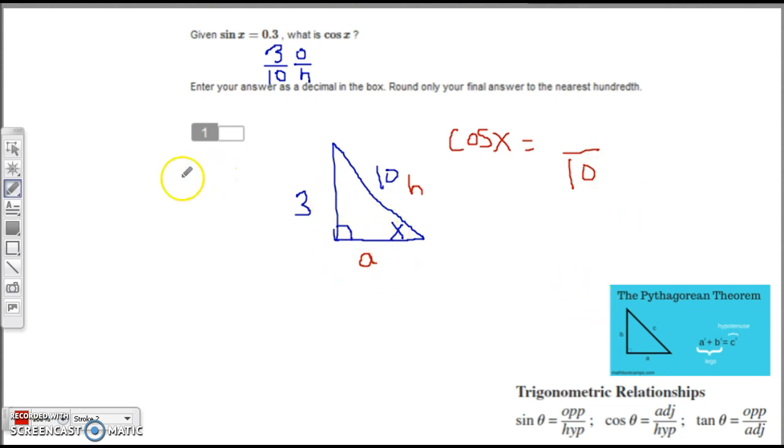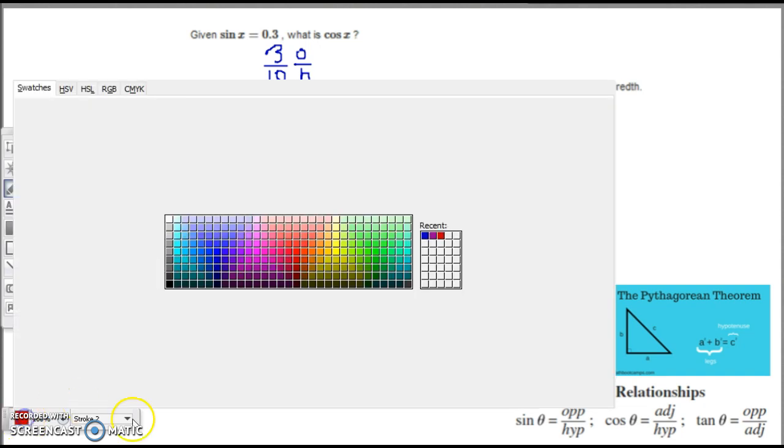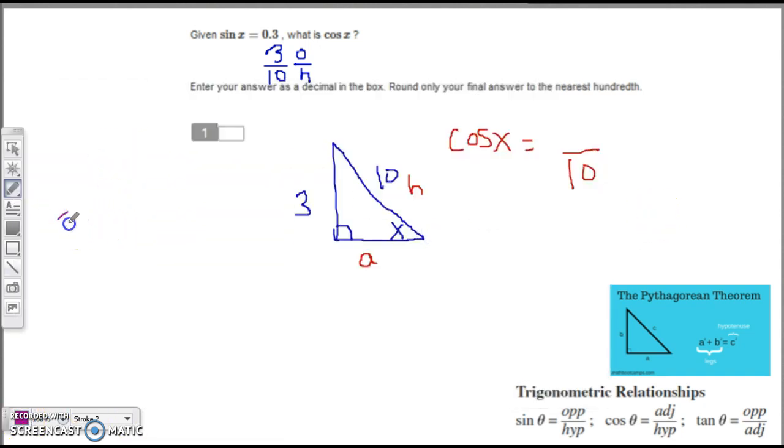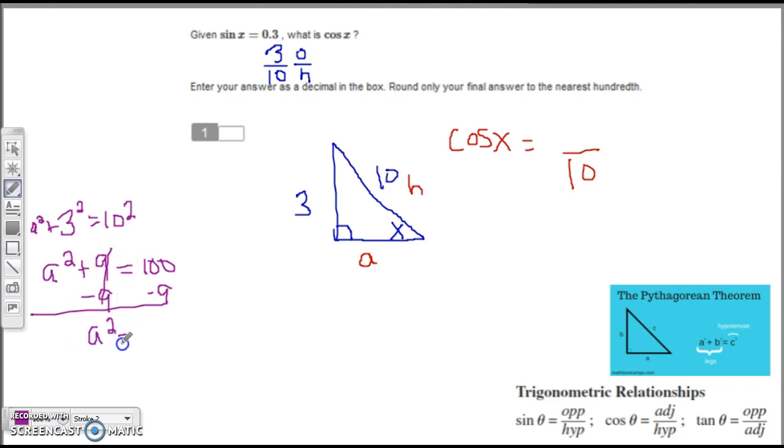To solve for a missing side of a right triangle, you plug it into Pythagorean theorem. So let's do it. A squared plus 3 squared equals 10 squared. And then we're solving for A, so we're going to subtract 9 from each side. This is not going to turn out pretty, but that's okay because it says as a decimal. So then I would square root that because squares and square roots cancel. And I got the square root of 91 is approximately 9.54.